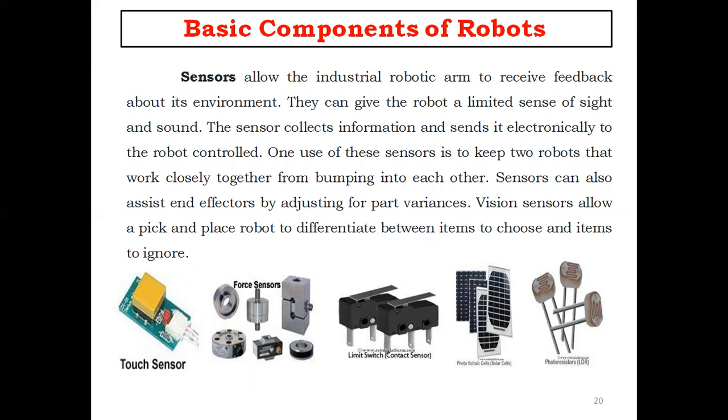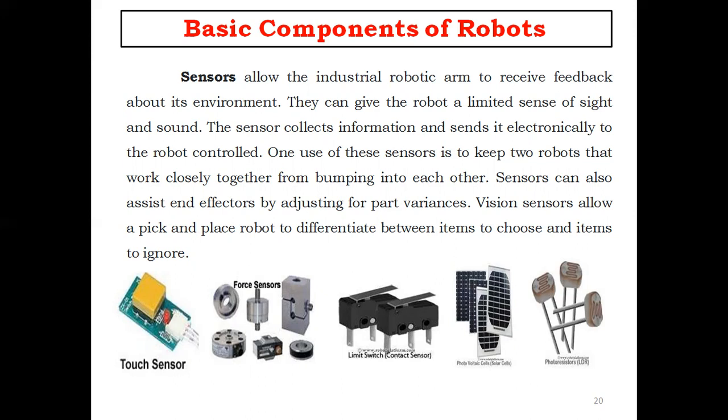So generally what do all these sensors do? They collect all the information and send it electronically to the robot control. Similarly, we know we have a pick and place robot. So what sensors do we have to use? Vision sensors. What do they do? They differentiate the items. We have to program which item has to be chosen and which has to be ignored. For this we use a vision sensor. So these are all the components required in robotics.